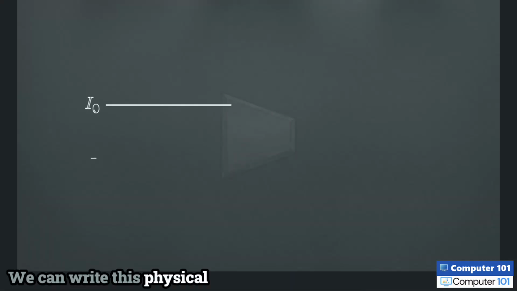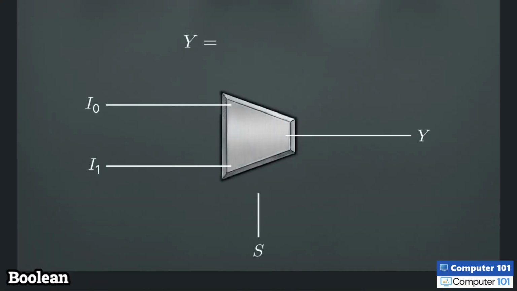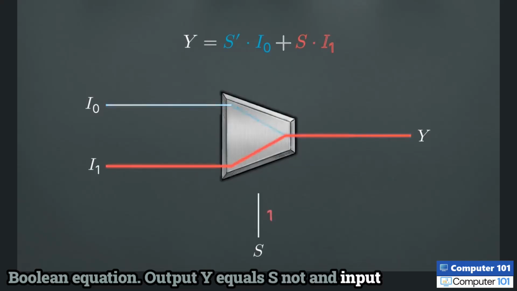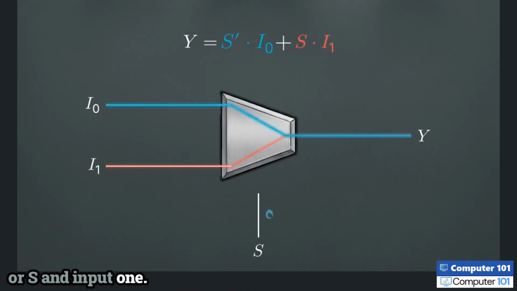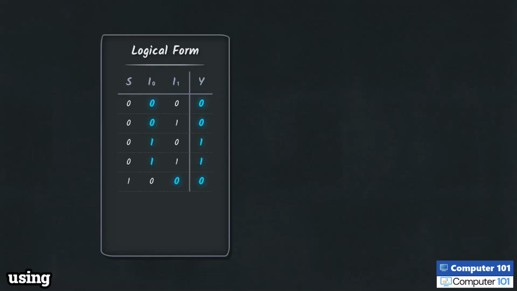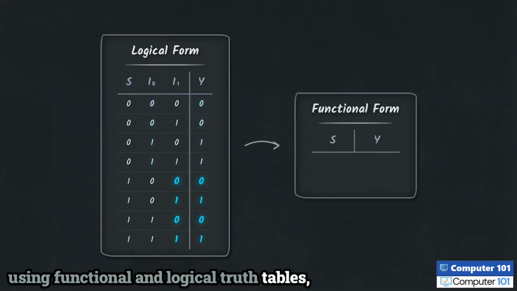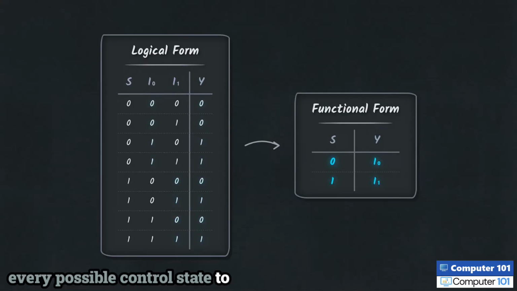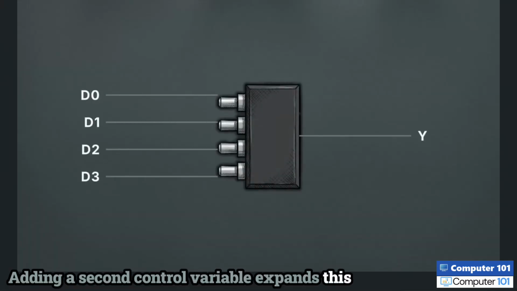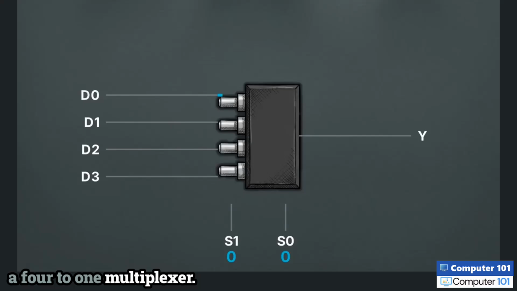We can write this physical switching behavior as a Boolean equation. Output Y equals S0 and input 0, or S and input 1. Engineers summarize this binary routing behavior using functional and logical truth tables, which map every possible control state to its resulting output. Adding a second control variable expands this logic into a 4-to-1 multiplexer.